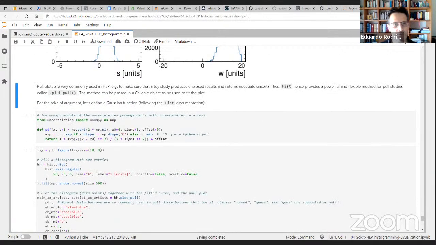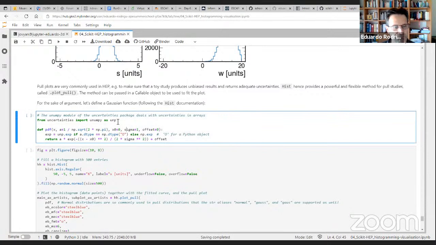Another thing, this is very important for all kinds of work that people do in high energy physics, is to make pull distributions. So you want to, for example, make a fit and check that your fit is not biased, and that it is also giving proper errors that are not underestimated or overestimated. So these are pull plots. There are a few helper functions to do that for you, just because it happens so often.